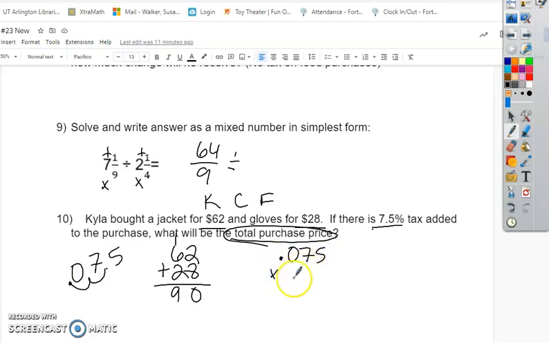And last of all, after I multiply, I add this because this will be the tax I added to $90 to get the total.